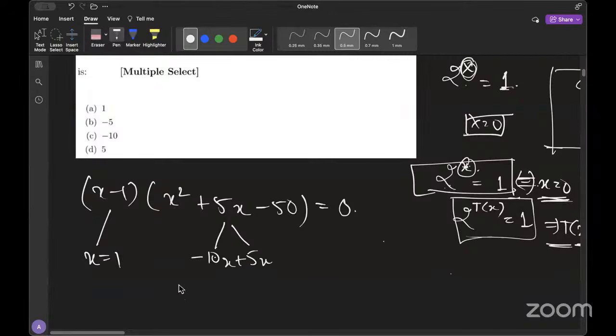This gives you x and x minus 10 from here. No, ma'am, it should be 10x minus 5x, so 10x would be positive. Yes, ma'am, 10x minus 5. Yeah, then it should be 10x minus 5.